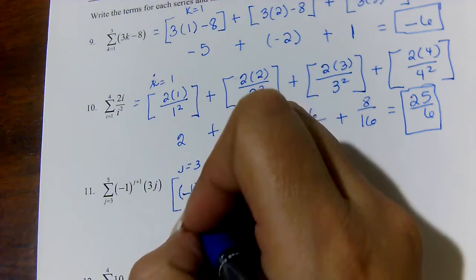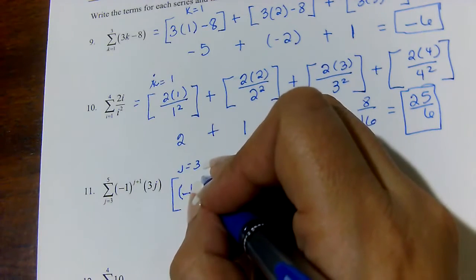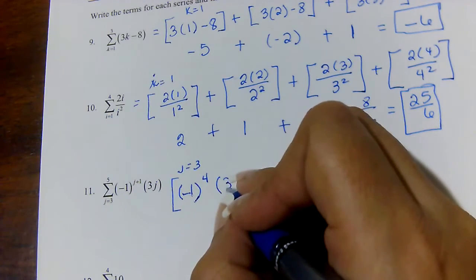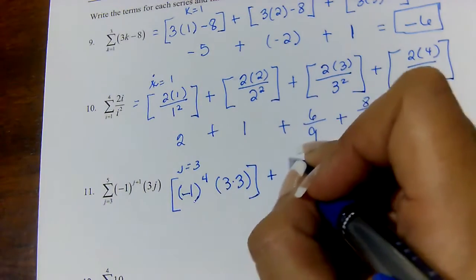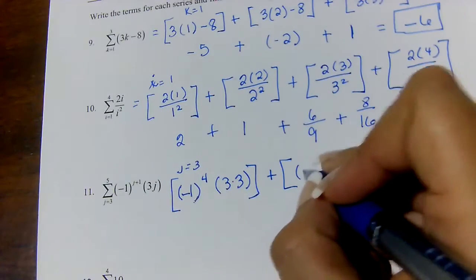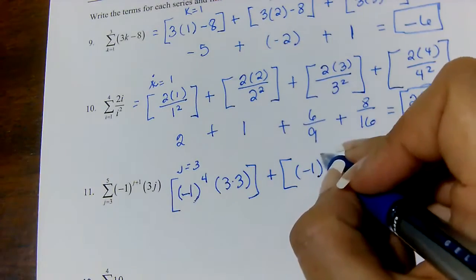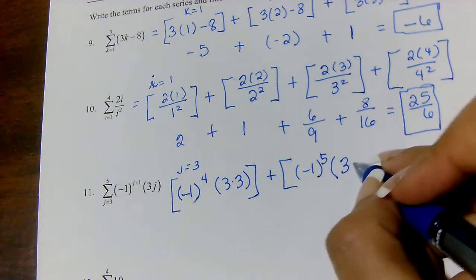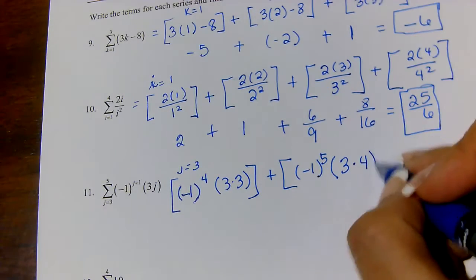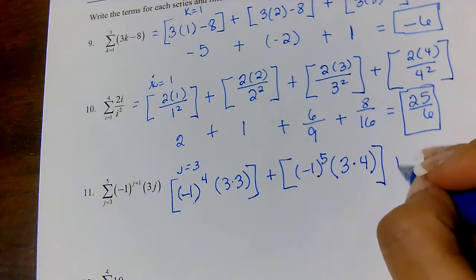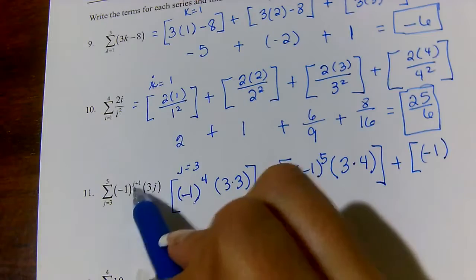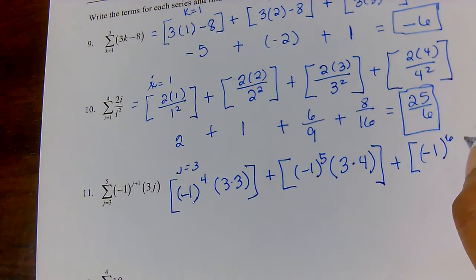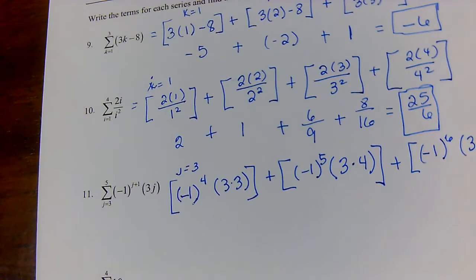Negative 1. 3 plus 1 is 4. 3 times 3. That's our first term. Plus, we're going to do it for 4. Negative 1. 4 plus 1, that's 5. Times 3 times 4. That's our second term. Plus, negative 1. 5 plus 1 is 6. Times 3 times 5. And that's our third term.